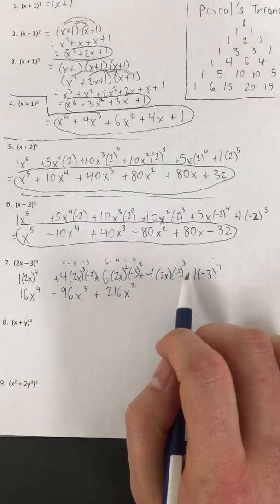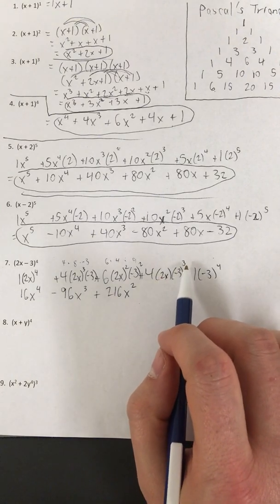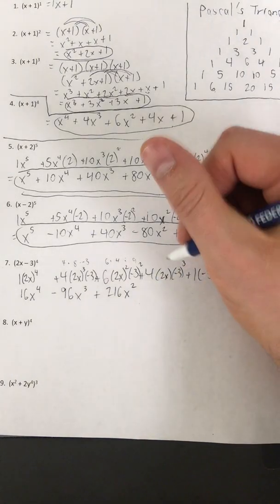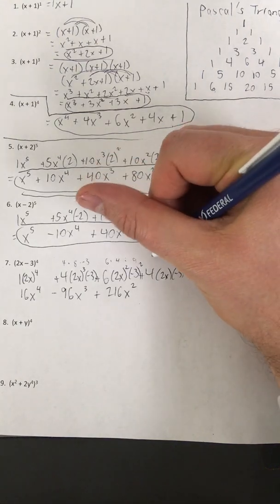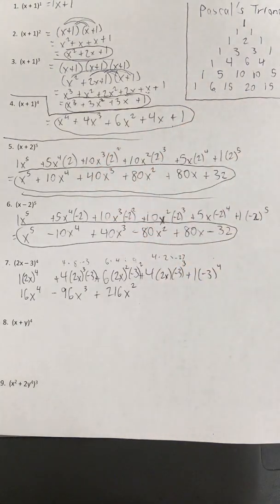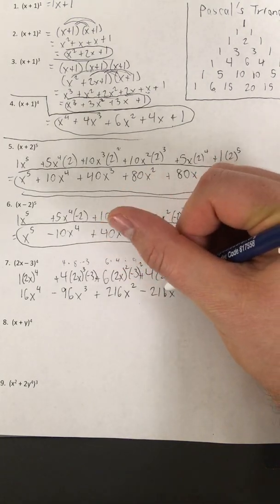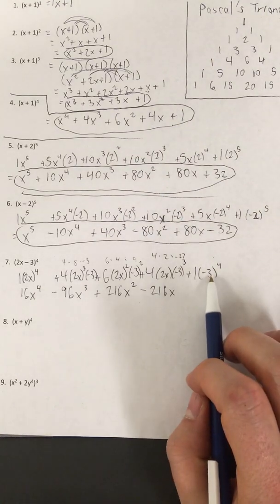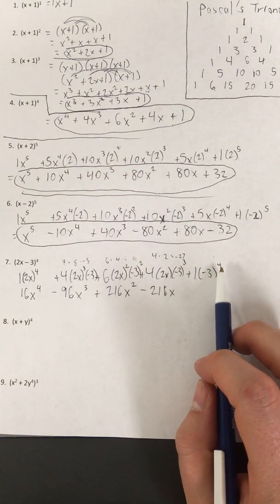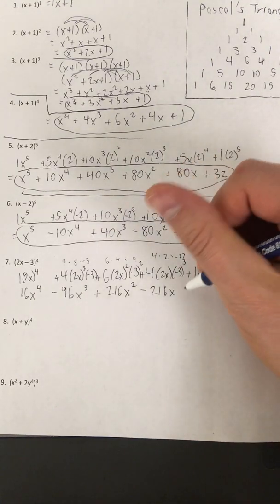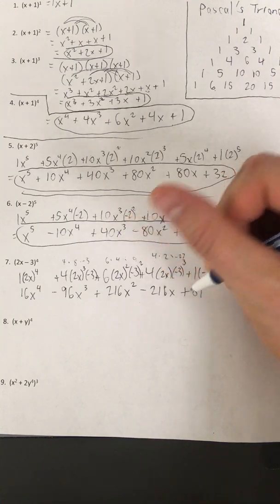And then the next term, I've got negative 3 to the 3rd, which is, what is that? That's negative 27. So I'm getting 4 times 2 times negative 27, which is going to give me negative 216, just an x. And then negative 3 to the 4th. Is that going to be positive or negative? That's going to be positive 81.